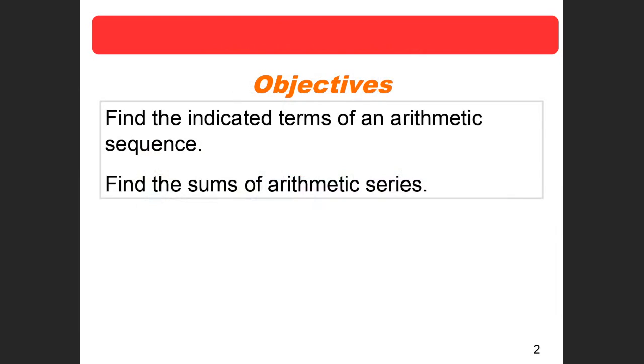The objectives for this week are to find the indicated terms of an arithmetic sequence and then find the sums of an arithmetic series. Now, we talked about sequences and series last week. This week, we're going to focus in on arithmetic sequences and arithmetic series. And then next week, we're going to do the same thing, but we're going to talk about geometric sequences and geometric series.